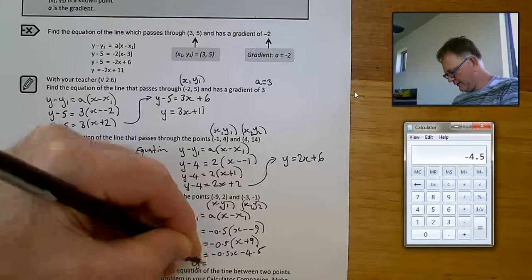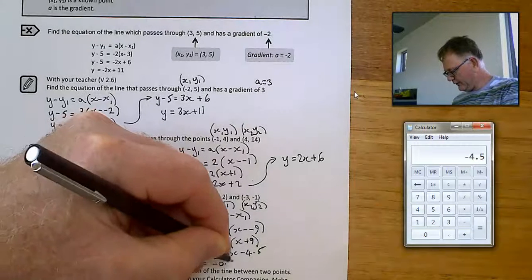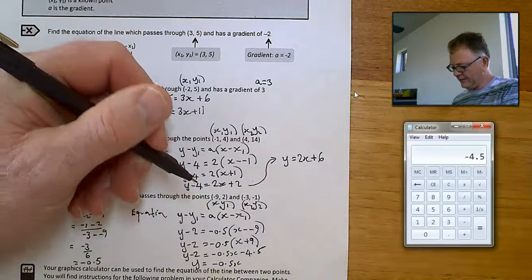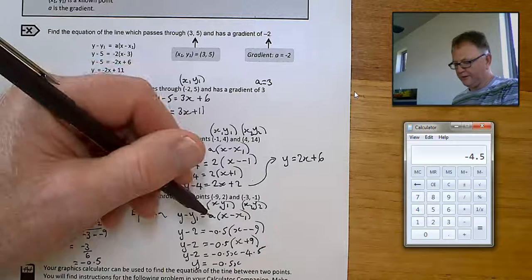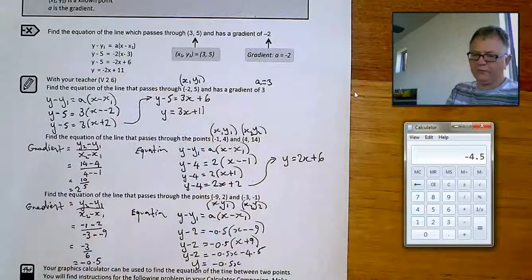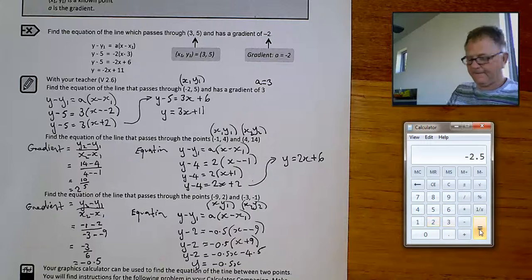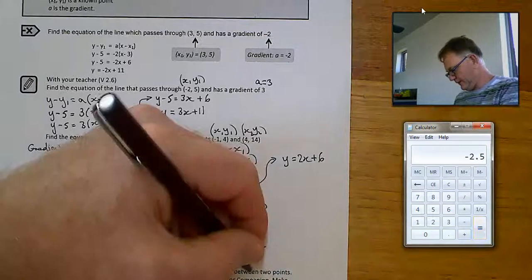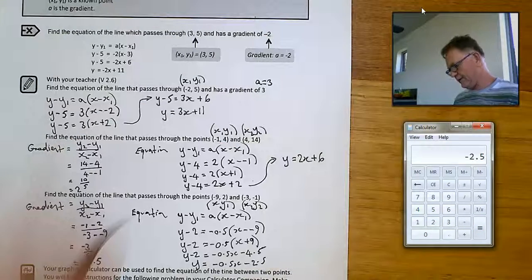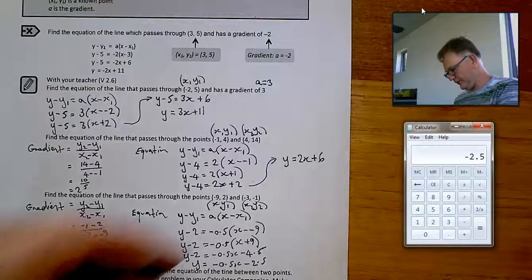y equals negative 0.5x and adding 2. Negative 4.5 plus 2 is equal to negative 2.5. There's my equation. I'll just write it up here.